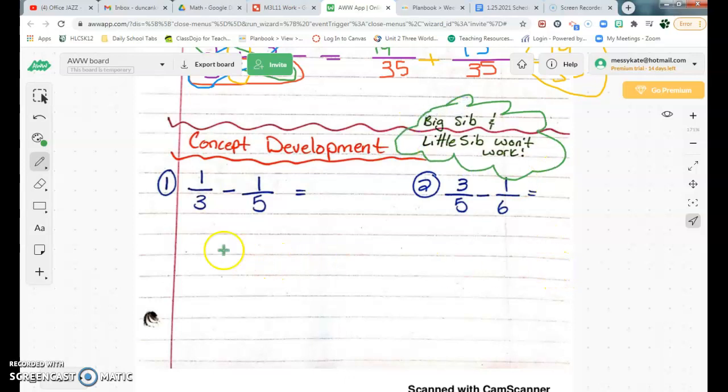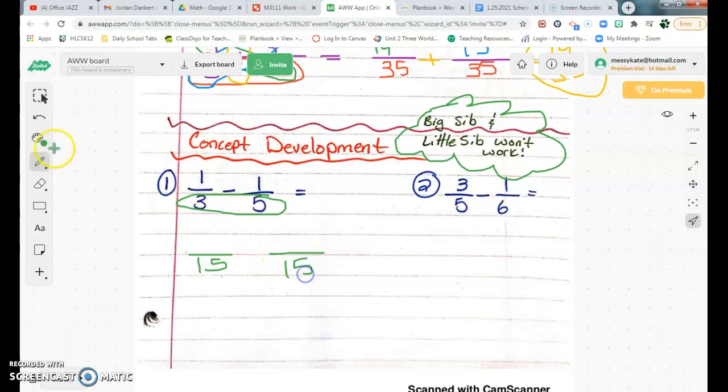So make sure you know that big sibling, little sibling is not going to work with our lesson today. Okay? So I'm going to start off with my two fractions here, 1/3 and 1/5. I'm going to go ahead and do the butterfly method because my denominators are different. So I'm going to start with the butt of the butterfly. I've got 3 and 5, which is going to give me 15.